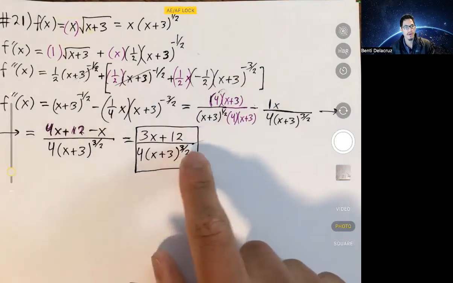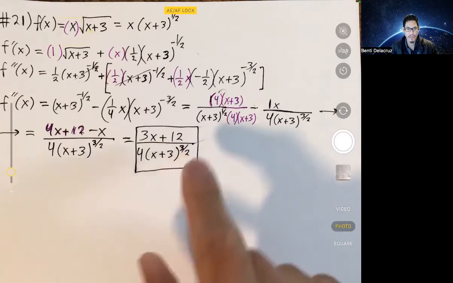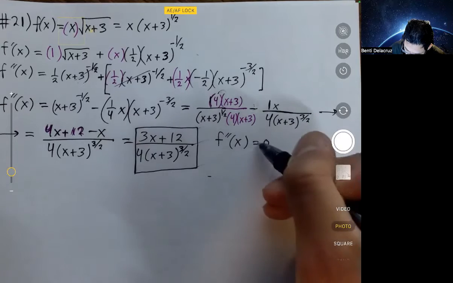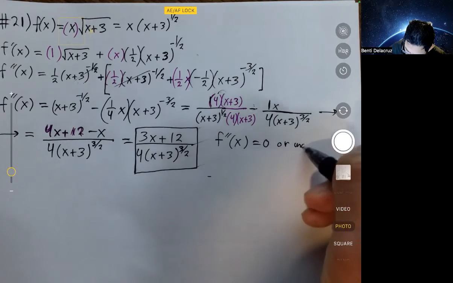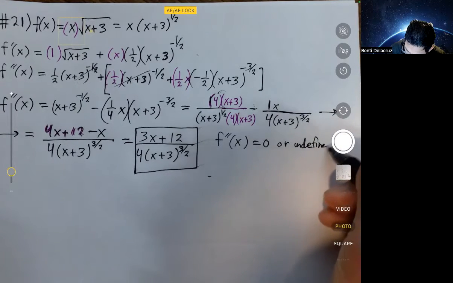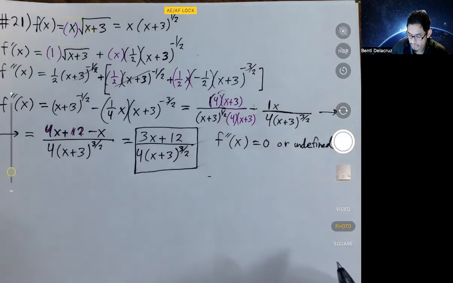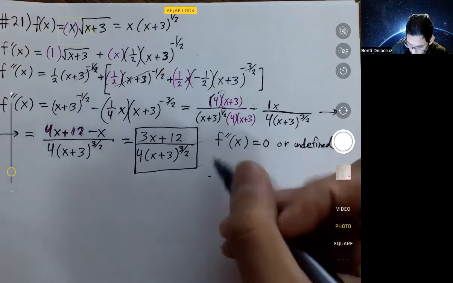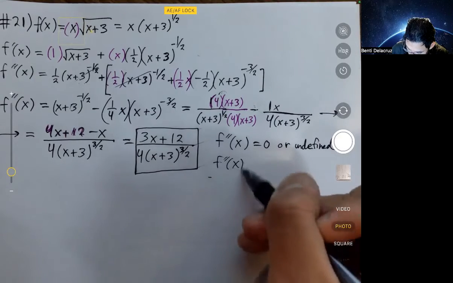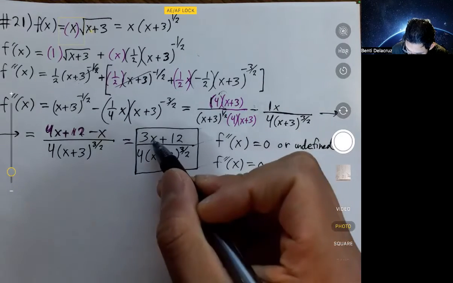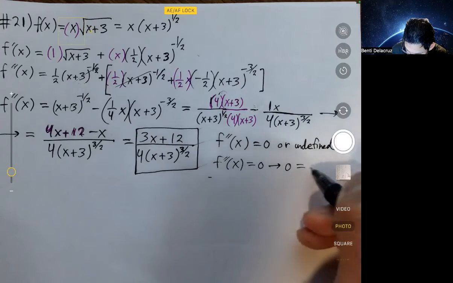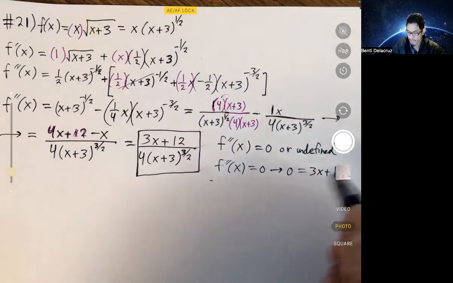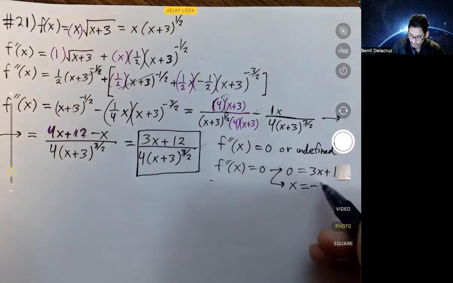Now we want to find where the second derivative is undefined or where it's 0. So we need to find where f double prime of x equals 0 or is undefined. So f double prime will be 0 when you have the numerator as 0, when 0 is equal to 3x plus 12. And that means x will be -4. So it'll be 0 when x is -4.